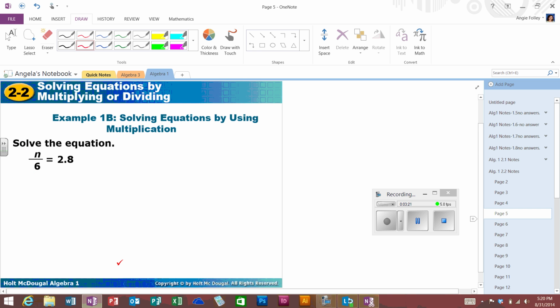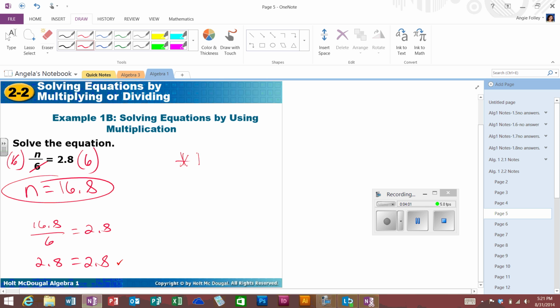Okay, same thing here. n divided by 6. So in order to undo dividing by 6, I have to do the opposite, which means what? Ask yourself, what is the opposite? Do I understand what the opposite is? Well, remember, the opposite of dividing by 6 would be to multiply by 6, or you can think of it as 6/1, so that cancels. And then when I multiply, I get 16.8. We should check our answer, so plug 16.8 back in, and we get 2.8 on both sides.